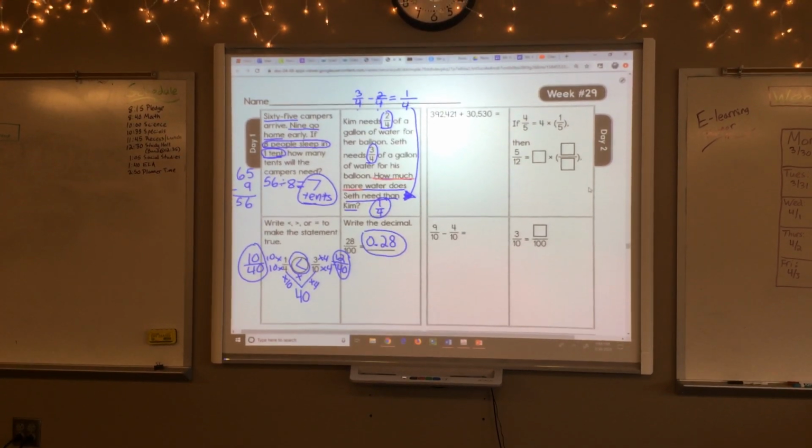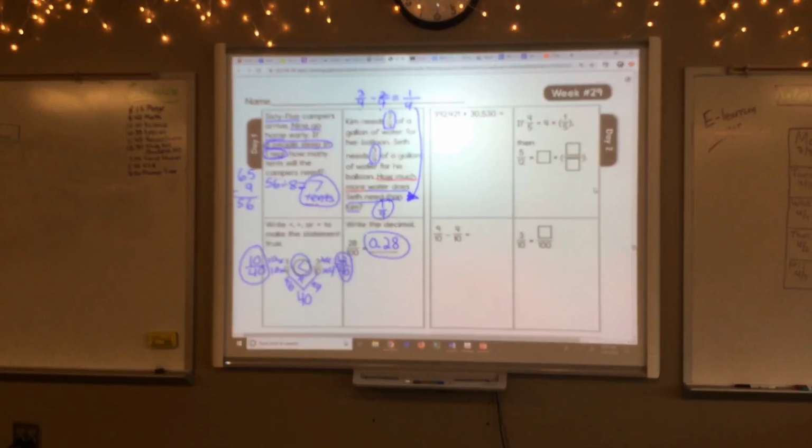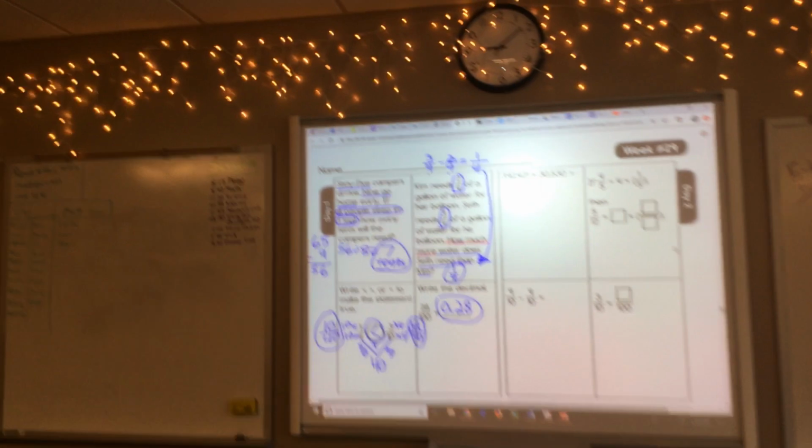So again, we're just going to do Day 1 really quick. I'll walk through it and how to solve it, because obviously it's just a bunch of numbers up there. You probably don't know a whole lot of explanation right now. So I'll set you guys down.